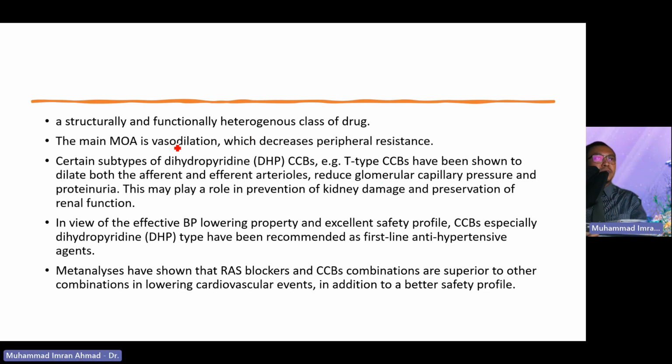The main mechanism of action is vasodilatation, which reduces the peripheral vascular resistance. Sorry, it will cause reduction in the blood pressure.